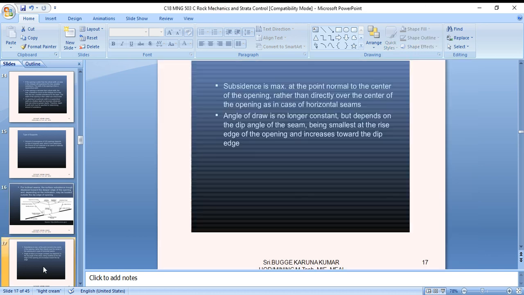Next, subsidence is maximum at the point normal to the center of the opening, rather than directly over the center of the opening as in the case of the horizontal seam. Angle of draw is no longer constant, but depends upon the dip angle of the seam, being smallest at the rise edge of the opening and increasing towards the dip edge.